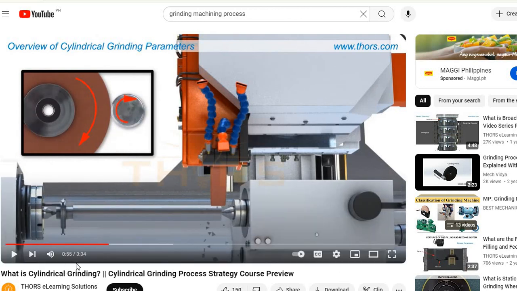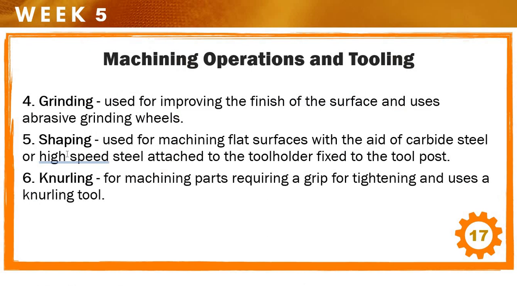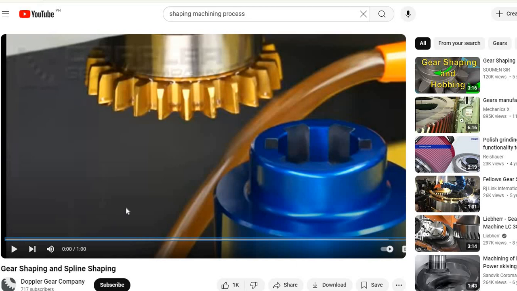Okay, so that's the cylindrical grinding operation. We have the wheel here, which is the one that grinds the excess material on the surfaces of the workpiece. Okay, so next we have the shaping. Let's watch the operation or the process of shaping.